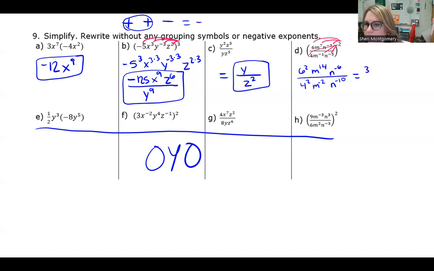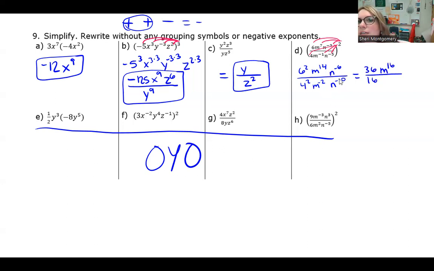6 times 6 is 36. 4 times 4 is 16. When I look at the m's, I have a 14 and I have a negative 2 for the exponents. 14 is bigger, so it will go on top. 14, this is a tricky one. So it's 14 minus negative 2. So you're actually adding. So 14 plus 2 is a 16.